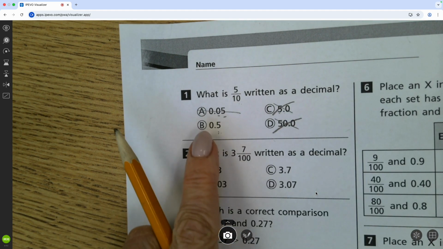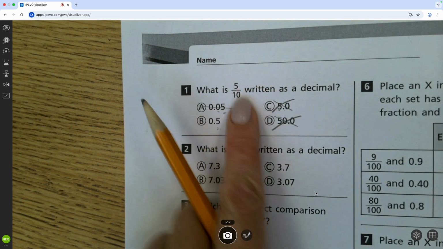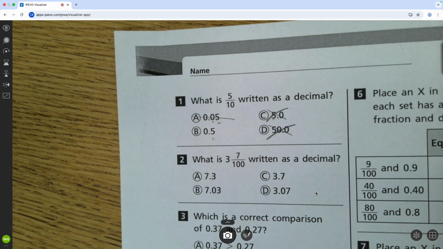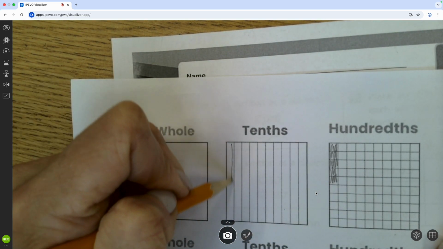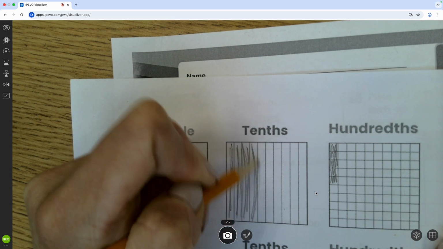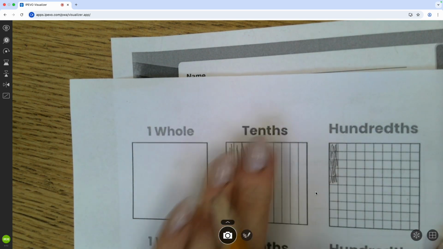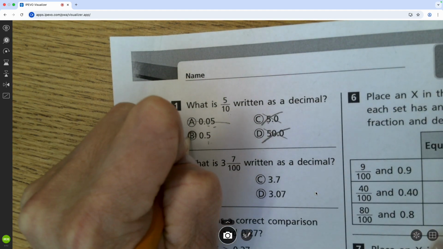A lot of times when you just read them, if you say them the same way, if you know how to read decimals and fractions, it makes life a lot easier. 5/10ths. I would look at my tenths model and color in 5 of them. I'm just showing you this. You don't need to do this to solve. Okay, so the answer is B.